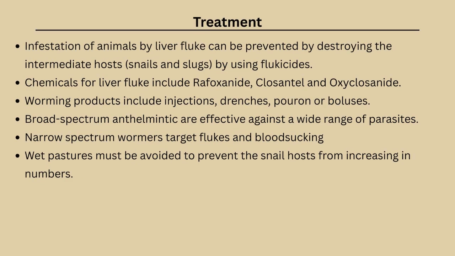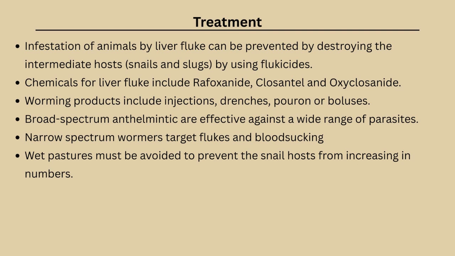Treatment. Infestation of animals by liver fluke can be prevented by destroying the intermediate hosts, snails and slugs, by using flukicides. Chemicals for liver fluke include triclabendazole, closantel and oxyclozanide. Worming products include injections, drenches, pour-ons or boluses.